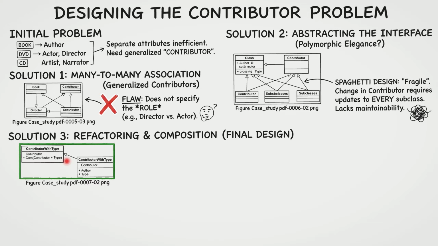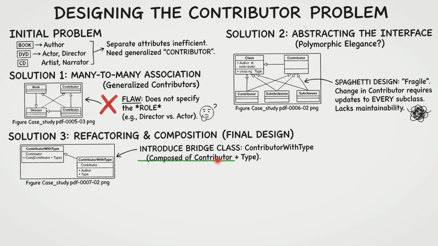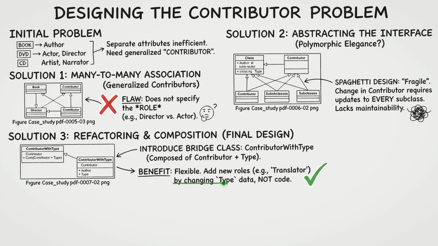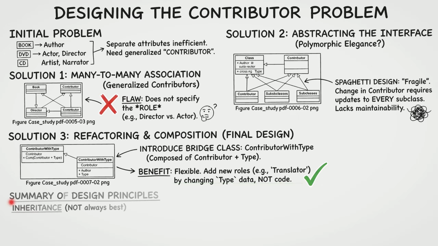This allows us to connect a library item to this new bridge class. We can now add any number of people in any number of roles to any item without ever needing to touch the core class code. If we need a new role tomorrow, like translator, we simply change the data in the type attribute rather than creating an entirely new class. It's incredibly flexible. This progression highlights a critical lesson in software engineering.